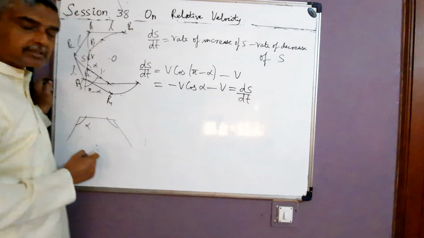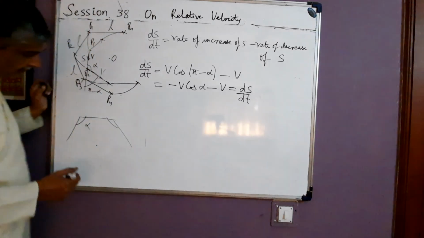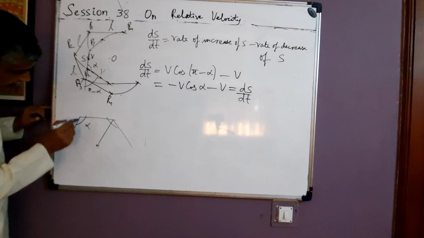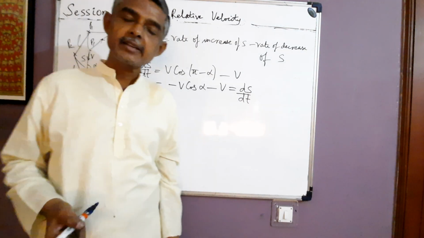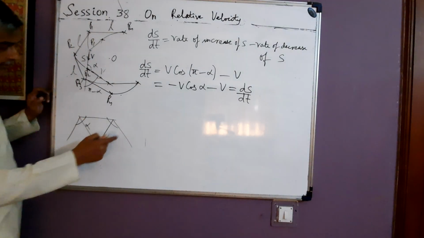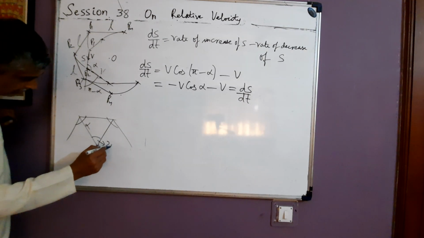The angle between two adjacent sides of this n-sided regular polygon, they are all equal, alpha. This is the center O of the polygon. It's a regular polygon, n-sided. All the sides have equal length, so all the sides will subtend the same angle at center O. So this angle will be equal to 2 pi by n.